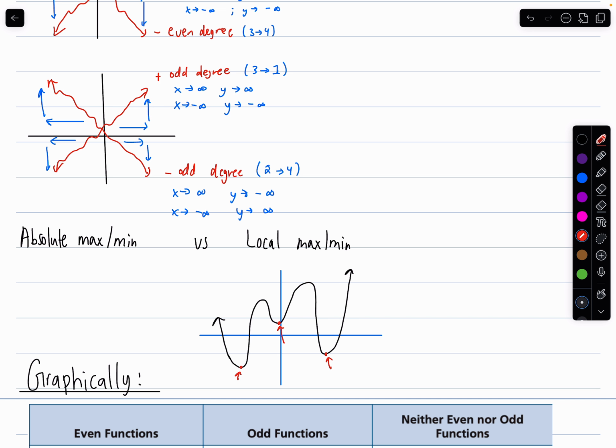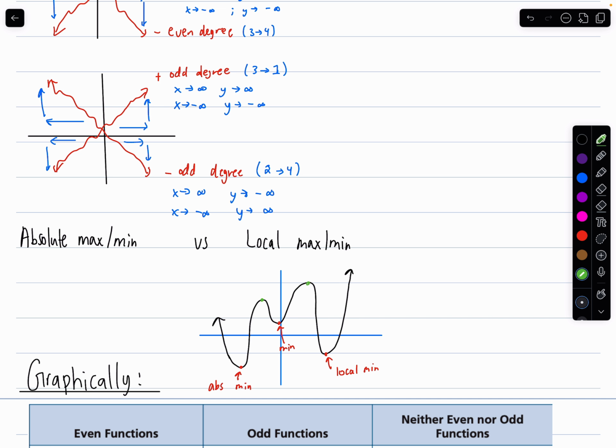Which is the actual lowest point? This one. This one would be the absolute minimum. But these ones, because they're still minimums but not the absolute minimum, are local minimums. Okay? Now notice this function as well, we have maxes as well.